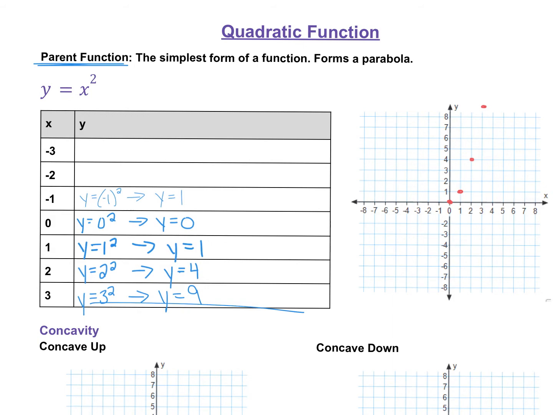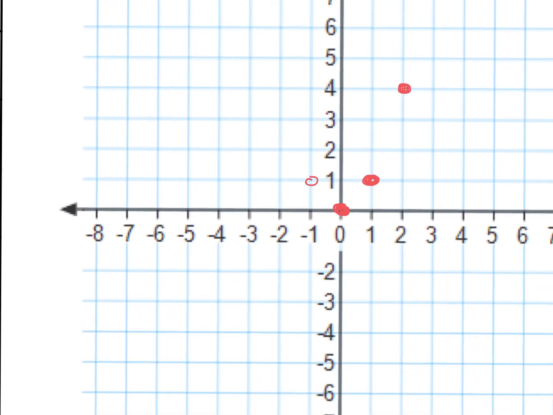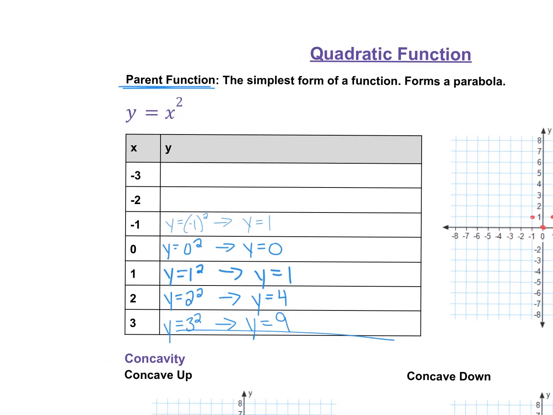So this will be negative 1, 1. So I'm going to go to the left 1 and up 1. And then I'm going to do my 2. So y equals negative 2 to the second power. Again, use those parentheses. That'll be y equals positive 4.